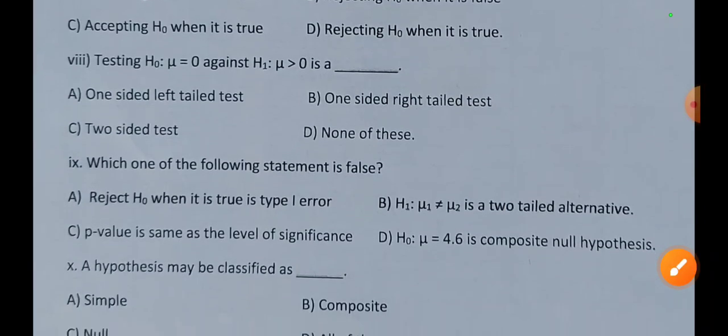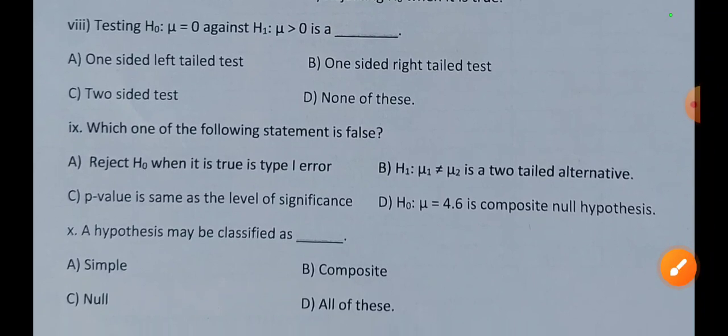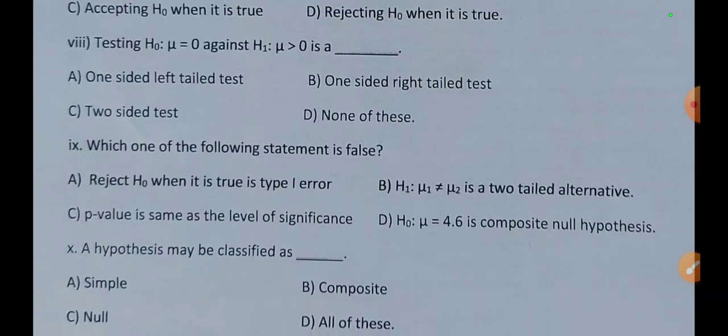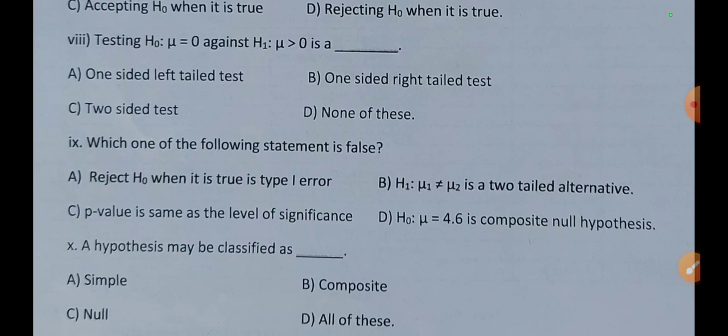Now the next question is, testing H0: mu equal to 0 against H1: mu greater than 0 is. So H0 is my null hypothesis, H1 is my alternative hypothesis. What is this? A is one-sided left-tailed test, B is one-sided right-tailed test, C is two-sided test, D is none of these.